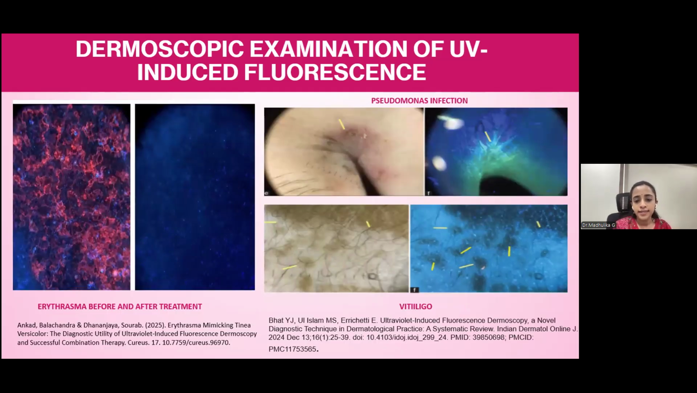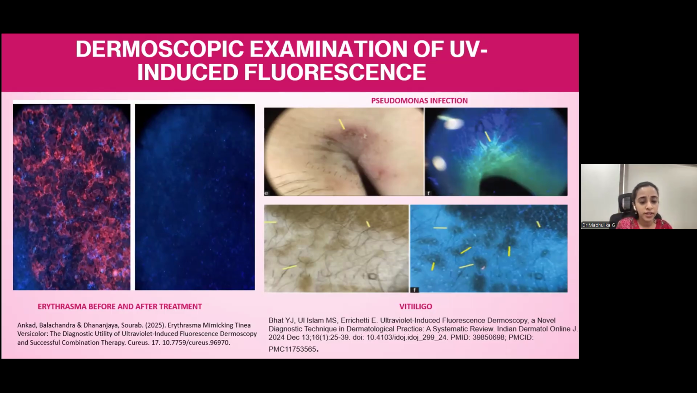Yes, so this is an example of using UV-induced fluorescent dermoscopy. The first one is erythrasma, where you can see the coral red fluorescence. This is because of the coproporphyrin released by the Corynebacterium. The first image is before the treatment, and the second is after the treatment. So it's not just the diagnosis; you can also distinguish whether the infection is completely cleared based on the disappearance of the UV dermoscopy findings. The second image shows Pseudomonas infection, where you see the bright green fluorescence, which happens because of pyoverdin released by Pseudomonas aeruginosa.